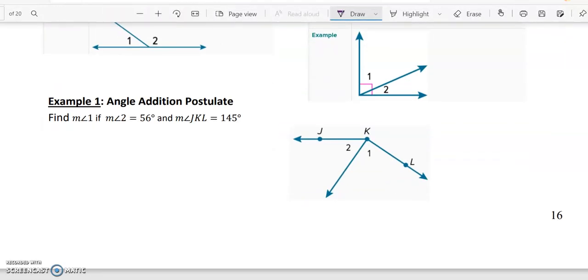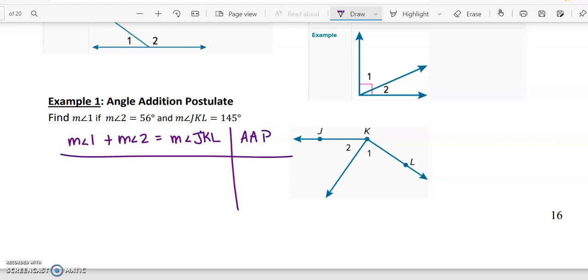So we're going to go ahead and use our angle addition postulate. So the measure of angle 1 plus the measure of angle 2 is going to equal the measure of angle JKL. That would be the angle addition postulate, and if you want to use the abbreviation AAP for angle addition postulate, that's fine.